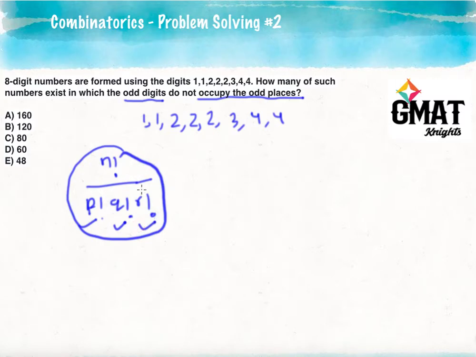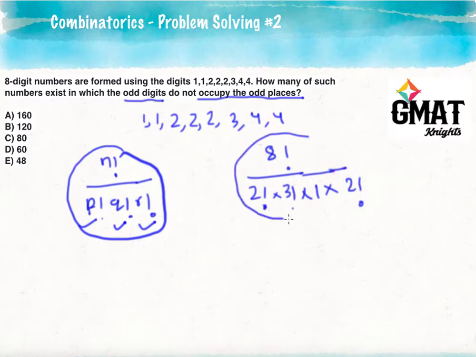Extending this property to this particular case, if we are to arrange these 8 digits, the total number of ways would come out to be 8 factorial upon 2 factorial because there are two ones, multiplied by 3 factorial because there are three twos, multiplied by 1 factorial for 3, and 2 factorial for 2 fours. So this is the result for this.